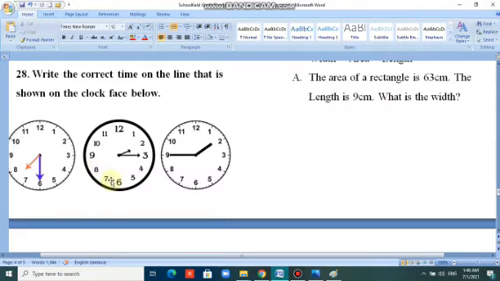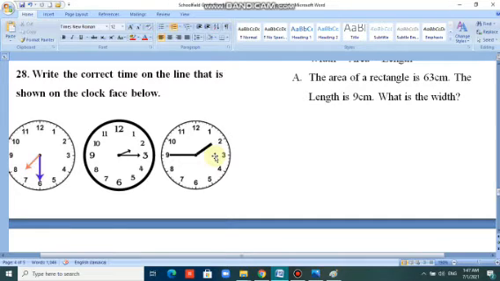So when it passes the 6, it's going to the hour. Remember, this is minutes going down. When it reaches the 6, it becomes half of the hour. When it passes 6, it's going towards the hour now. So it's to the hour, past the hour.